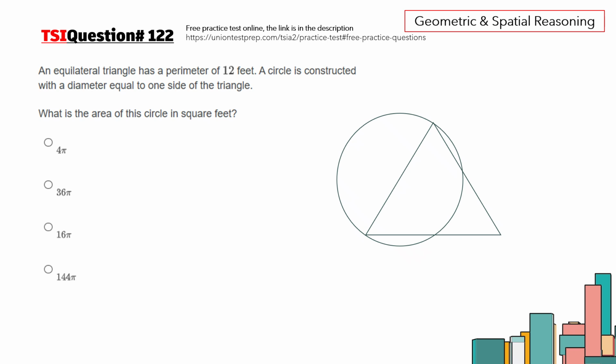An equilateral triangle has a perimeter of 12 feet. A circle is constructed with a diameter equal to one side of the triangle. What is the area of this circle in square feet?